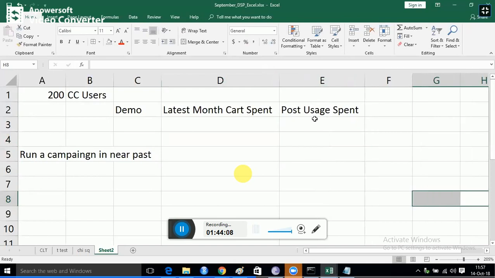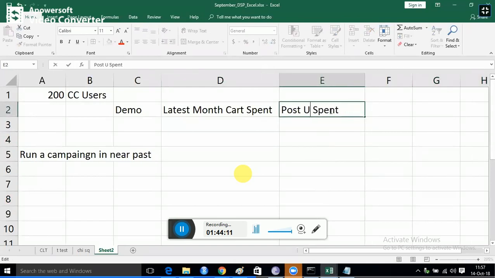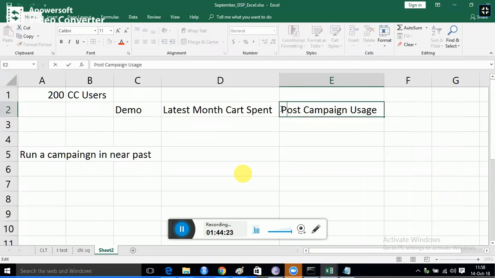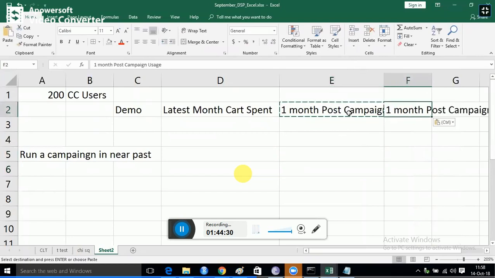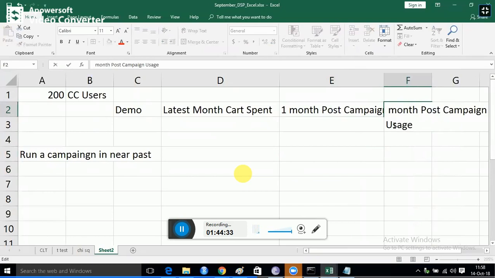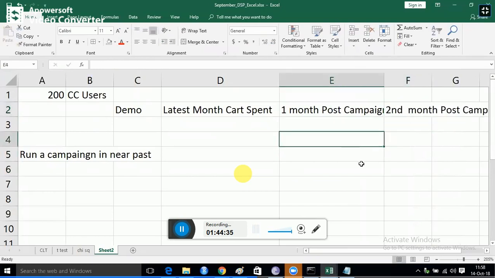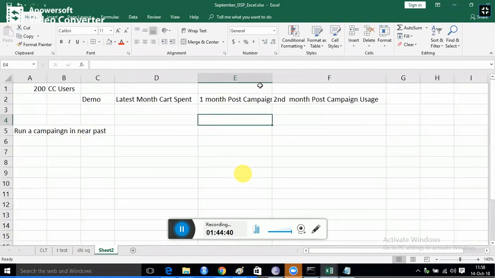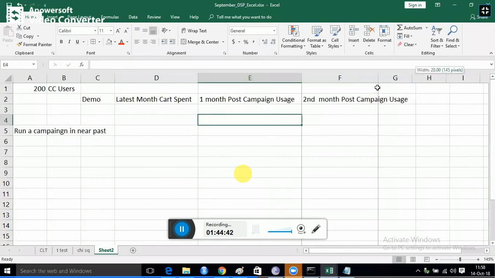What do you understand by this? Post campaign spent, post campaign credit card usage. What do you understand by this? After the campaign, I have got 2 things here: 1 month post campaign usage and 2nd month post campaign usage. I hope you're able to understand what all I have. First month post-campaign usage and second month post-campaign usage.